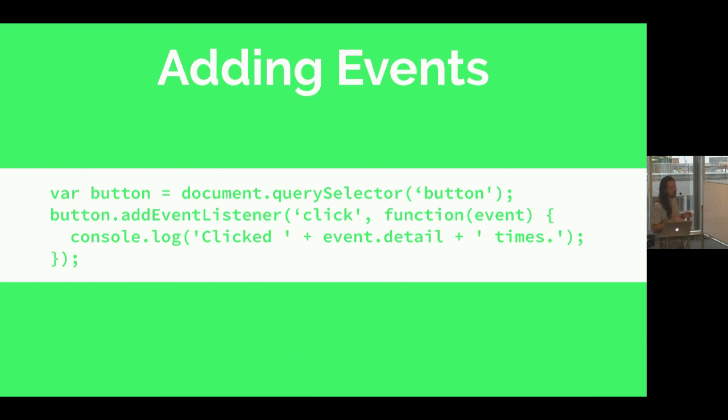The first parameter is the name of the event. So this could be double click, click, scroll, mouse up. And then we provide the second parameter, which is a callback function. This function will get called whenever that event gets triggered. And in that function, we get passed an event object, and that event object contains information about the event.